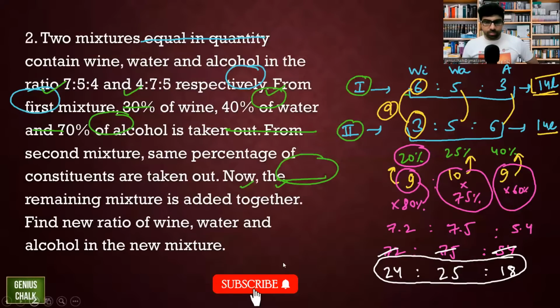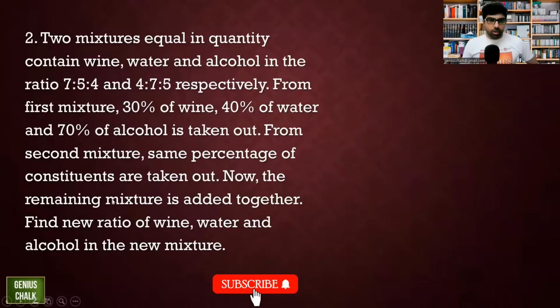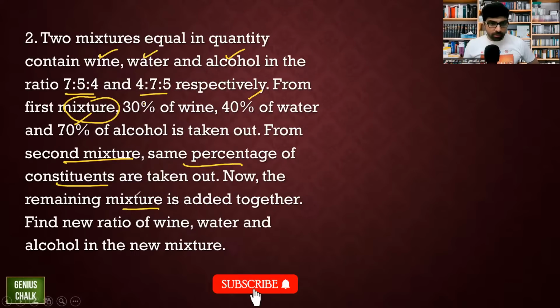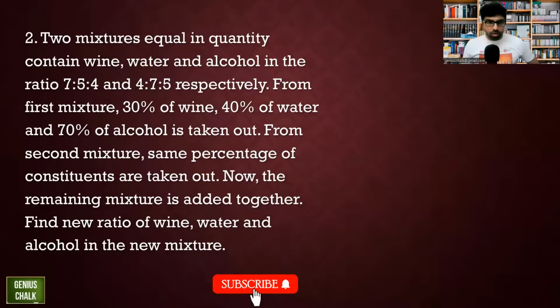Let's move on. The next question, same type. Two mixtures again equal in quantity, and they have respective ratio of wine, water, and alcohol. Then from the first mixture, this much is out, and from the second mixture also, the same percentage is taken out. Now the remaining mixture is added together. What is the ratio of the wine, water, and the third constituent, alcohol? So let's write it again. We have to write it first. The ratio is the same or not.